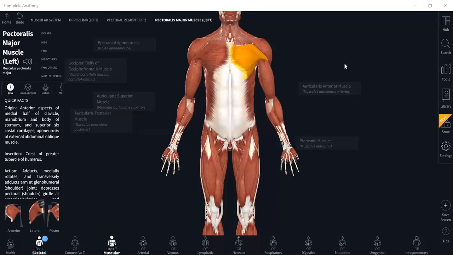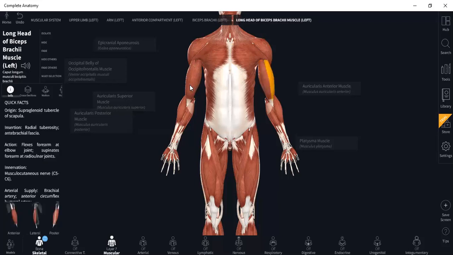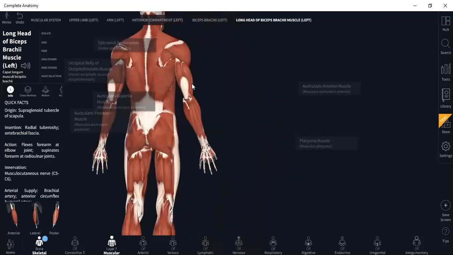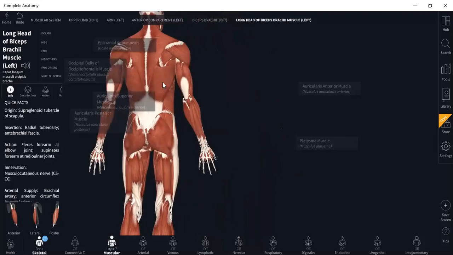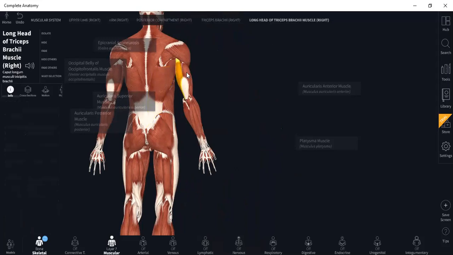The next group of muscles will look at shoulder flexion and extension. Shoulder flexion is performed by pectoralis major and biceps brachii. Shoulder extension is performed by latissimus dorsi and triceps brachii.